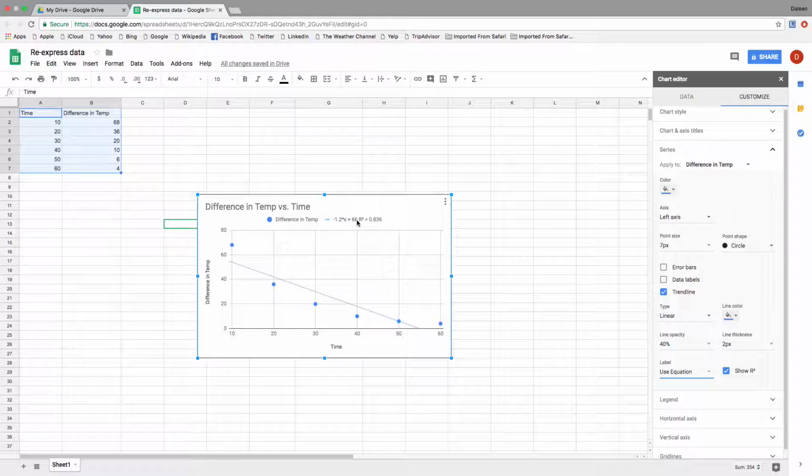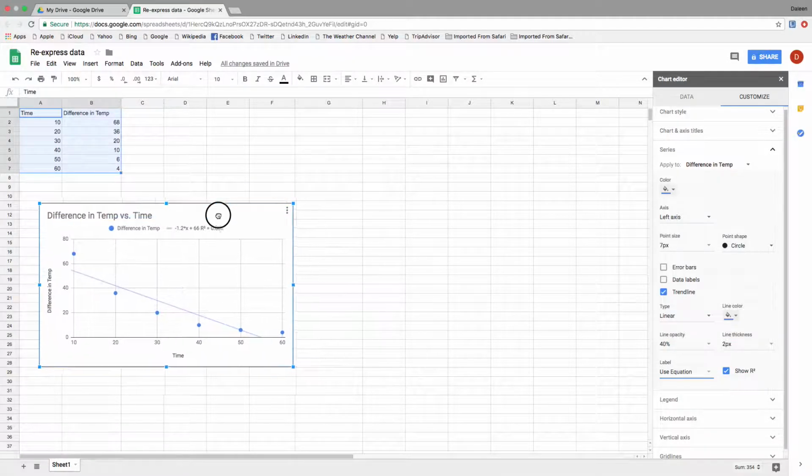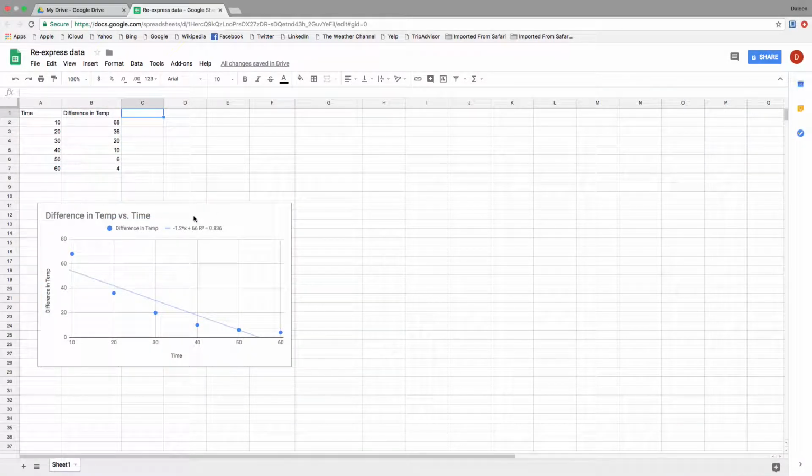And then plus 66. So if we want to make a residual plot, the first thing we're going to need to do is make predicted values with this equation. So if I say predicted temp up here, I'm going to enter in the equation that's on our scatter plot. So always start with equals for a formula there. And it's negative 1.2 times the x value. So I can just click on the x and then plus 66. So that says that after 10 minutes, our predicted temp was 54. And I can just drag this down and get all the predicteds.